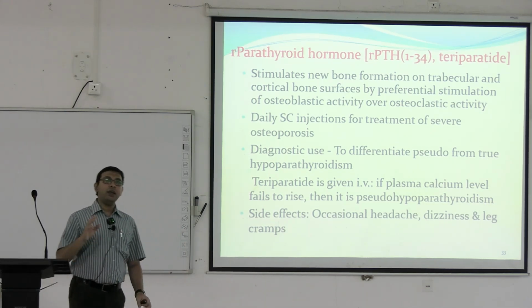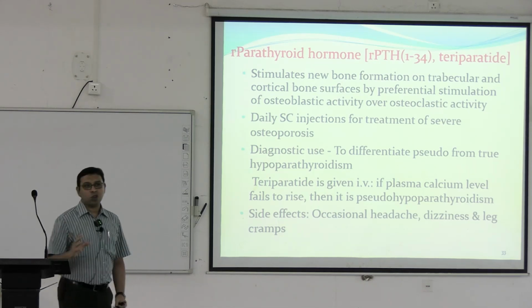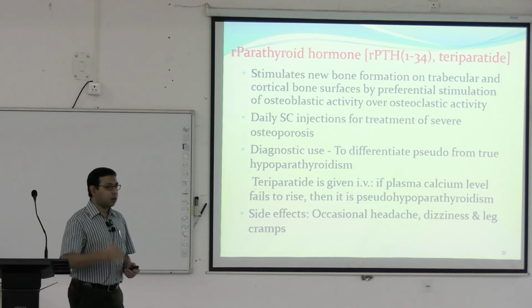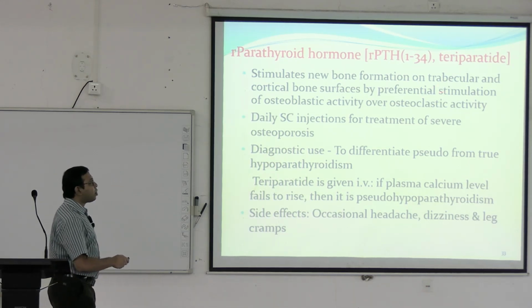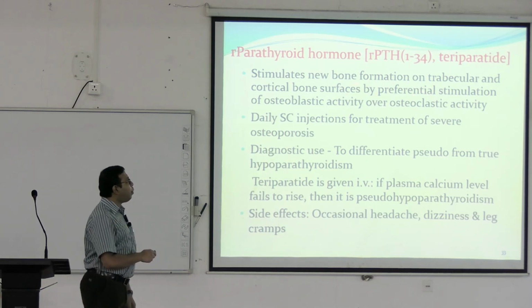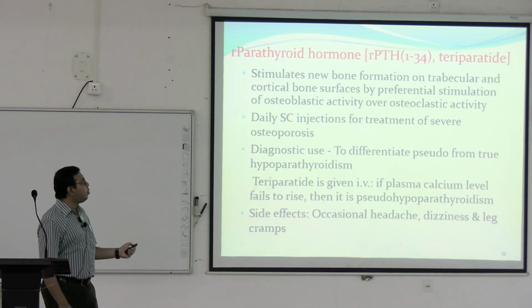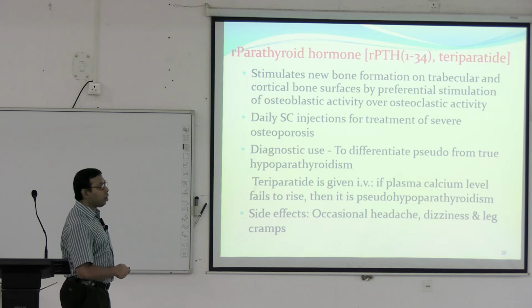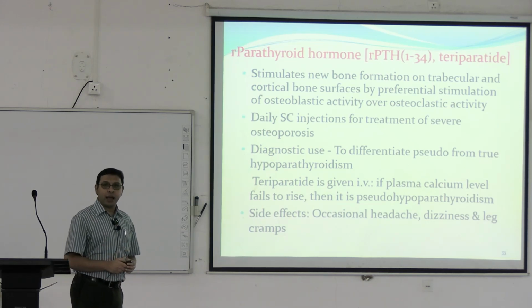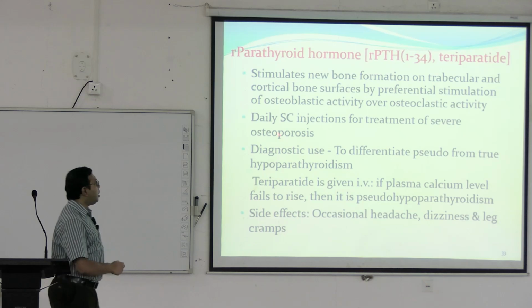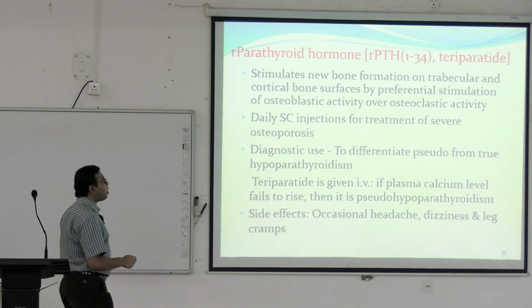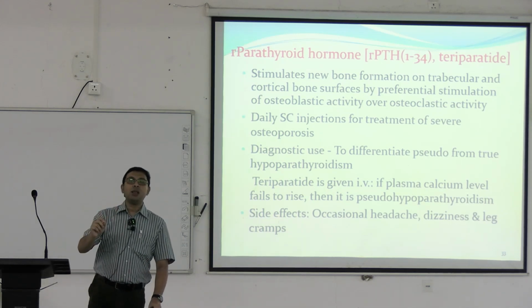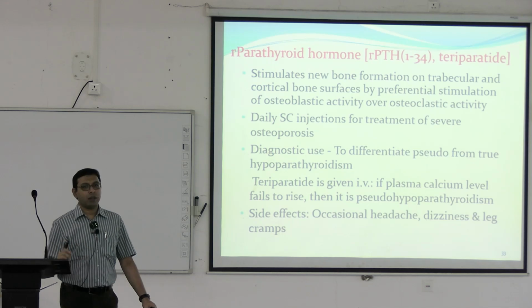Teriparatide is very important. This can be used as a drug for the treatment of osteoporosis. It is an anabolic agent, that is, it increases bone formation. It stimulates new bone formation on trabecular and cortical bone surfaces by preferential stimulation of osteoblastic activity over osteoclastic activity. Usually teriparatide is given as daily subcutaneous injections for treatment of severe osteoporosis, for approximately 24 months.